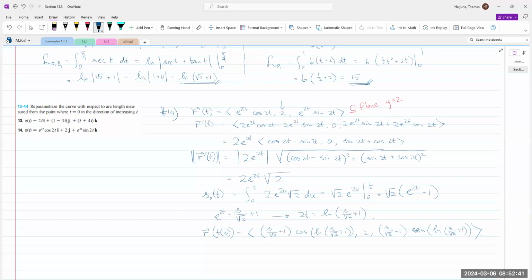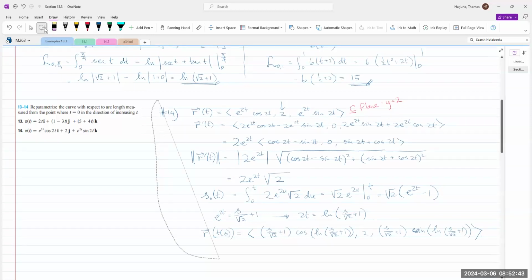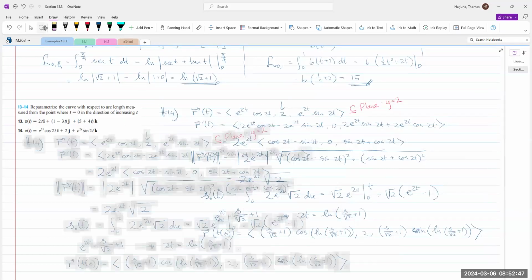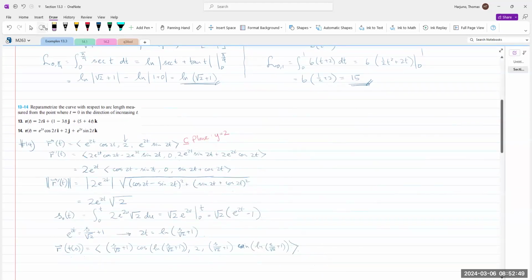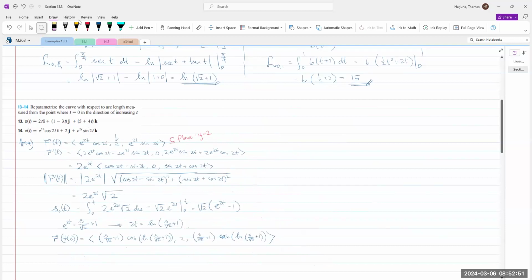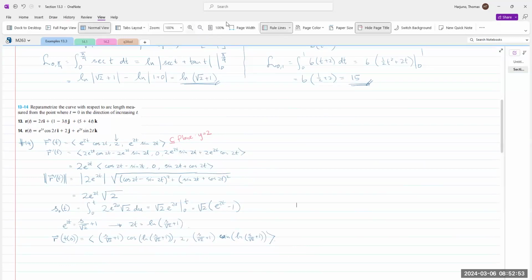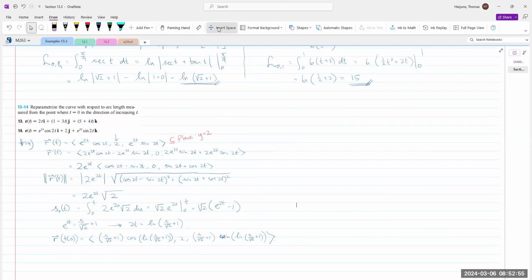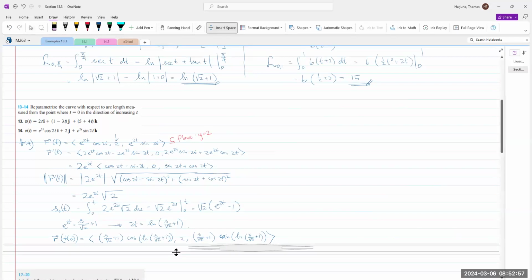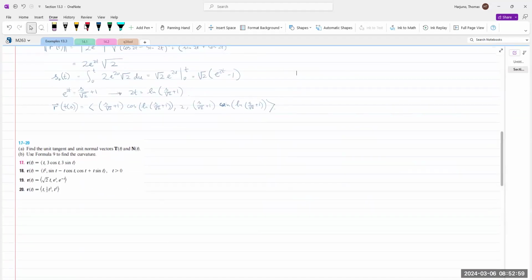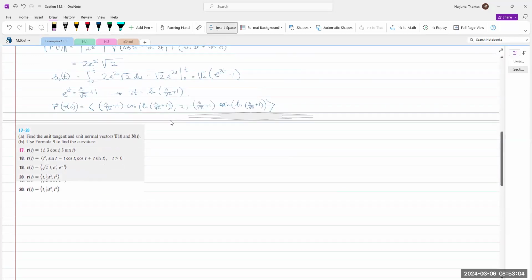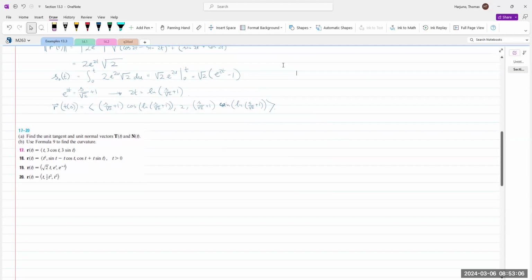Let me move this below that and make it a bit smaller. Okay, I think that's good enough. And then let's go on to the next question. Find the unit tangent vector and the unit normal vector, and then find the curvature. Number 18.